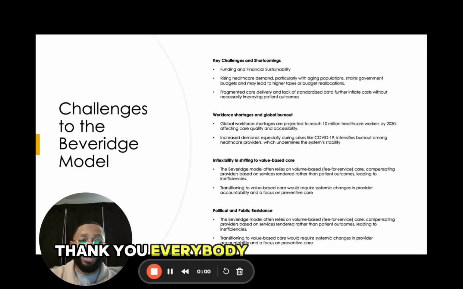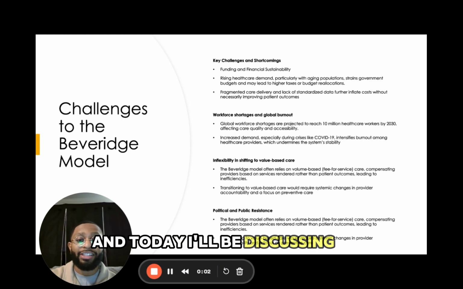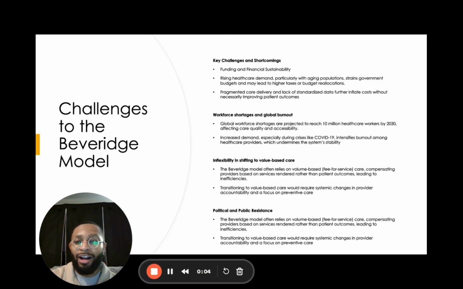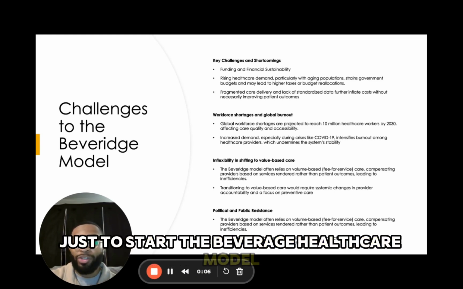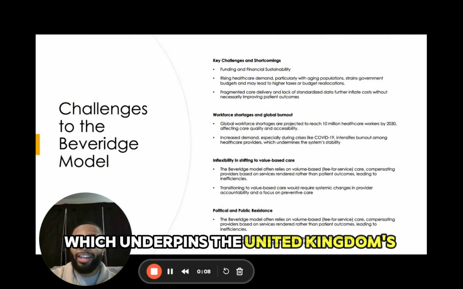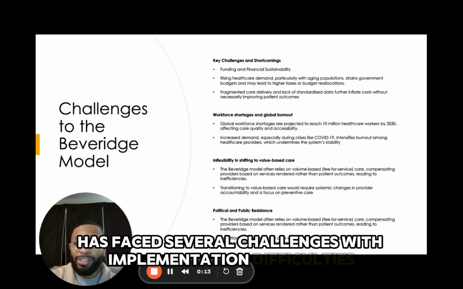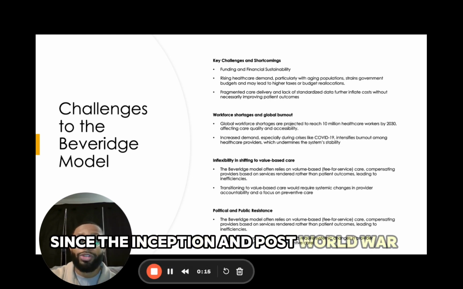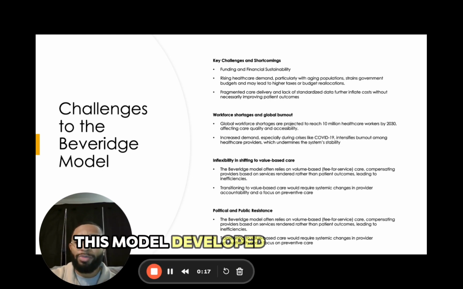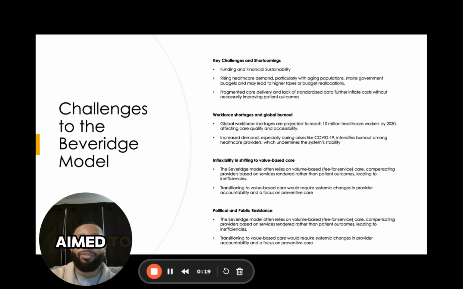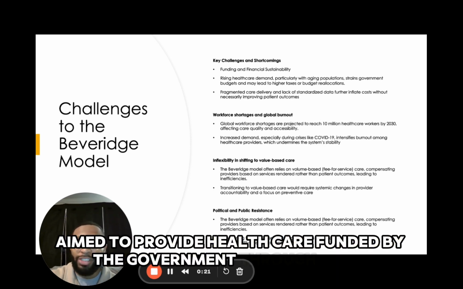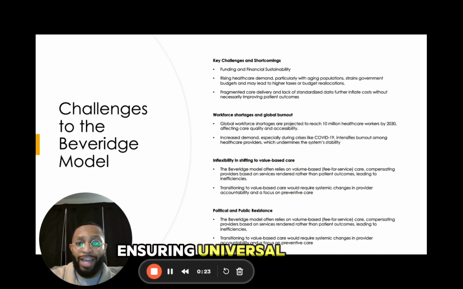Thank you, everybody. My name is Jordan, and today I'll be discussing the challenges of the Beveridge model. Just to start, the Beveridge healthcare model, which underpins the United Kingdom's National Health Service, has faced several challenges with implementation difficulties since its inception in the post-World War II era. This model, developed by economist William Beveridge, aimed to provide healthcare funded by the government through taxes, ensuring universal access.